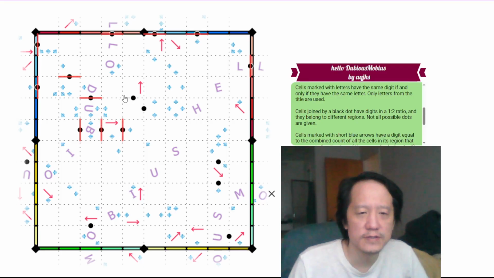Well, anyways, so this matches yellow, so it would be here, right?